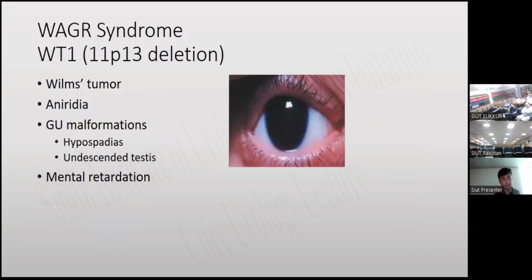The WAGR syndrome is associated with the deletion of WT1, and the associated pathologies are obviously Wilms tumor and aniridia, that is loss of the iris as shown in the picture. And GU malformations include hypospadias and undescended testes, and mental retardation. So the four features of WAGR are Wilms tumor, aniridia, GU malformations, and mental retardation.